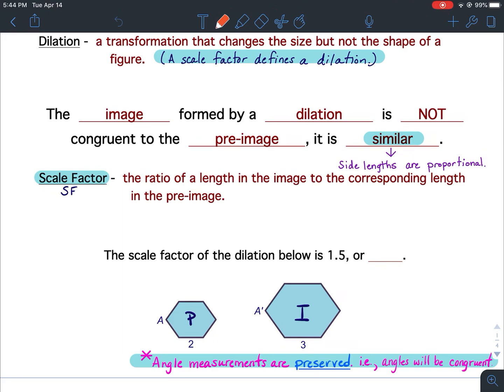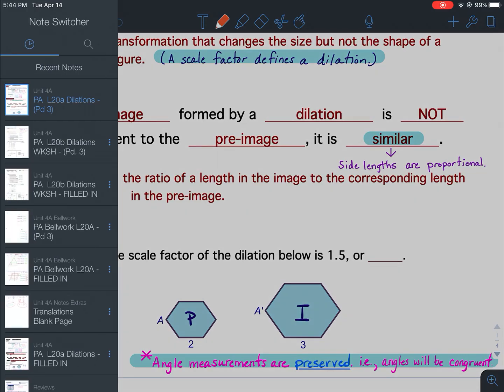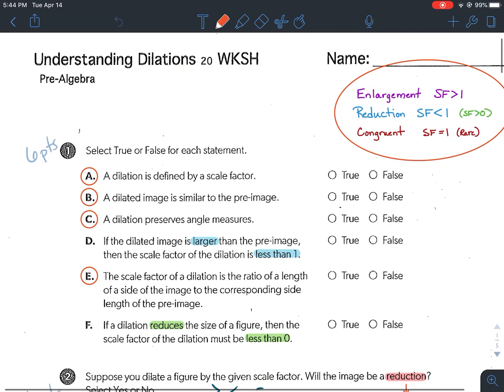But if you look at this, look at your definition for dilation. Dilation is a transformation that changes the size but not the shape of the figure. And in parentheses there it says a scale factor defines a dilation. So is a dilation defined by a scale factor? Well, your answer to A would be true.